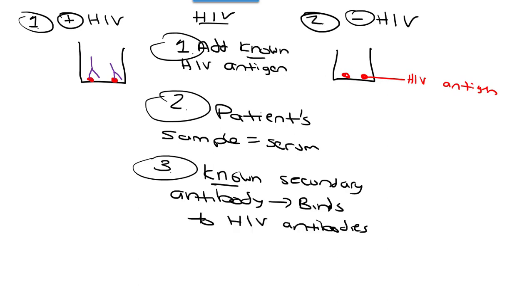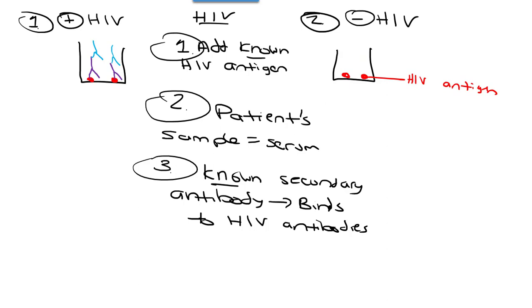In this first patient, I'm going to add the secondary antibody. It's going to bind to the primary patient's antibodies. But in patient 2, when I add the secondary antibody, there's nothing for it to bind to. So it's just going to be kind of floating around, and eventually it's just going to wash out, right? It's going to be gone. It's going to wash out of the well.